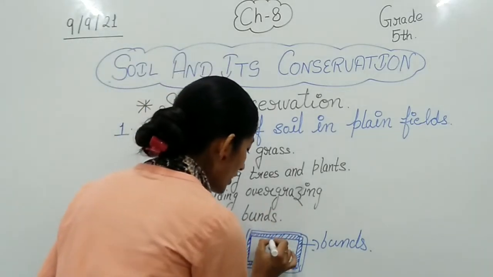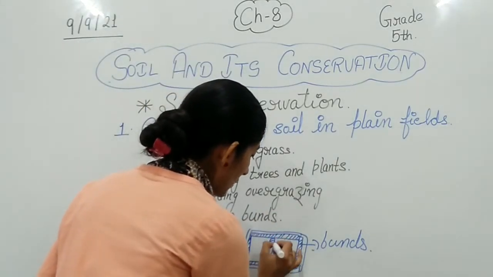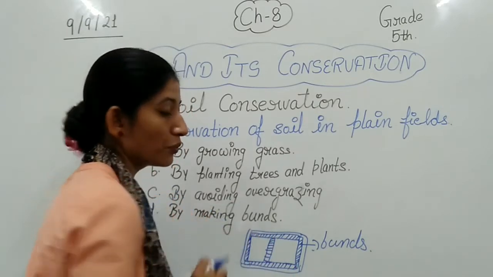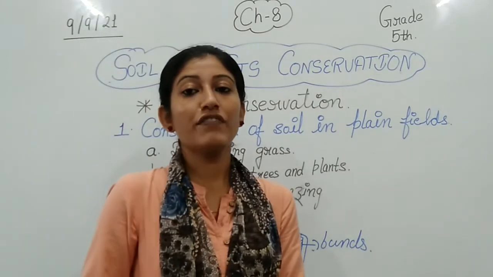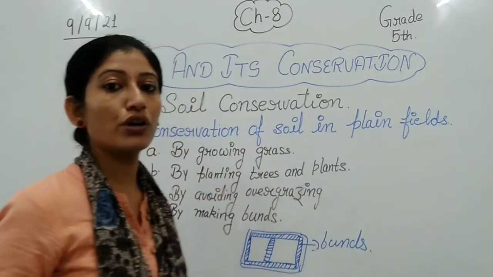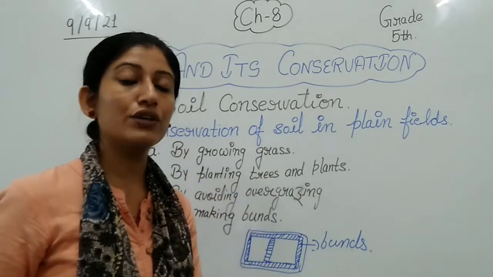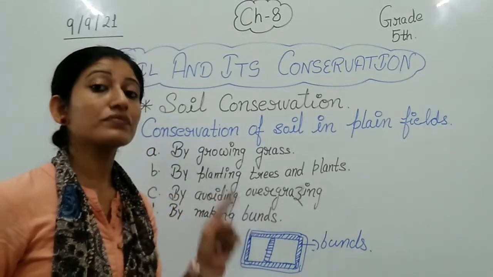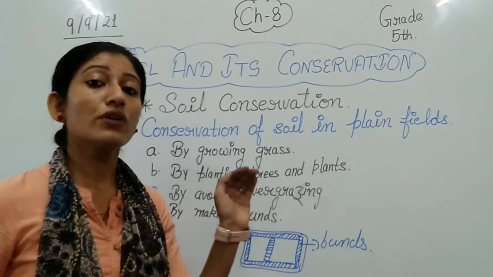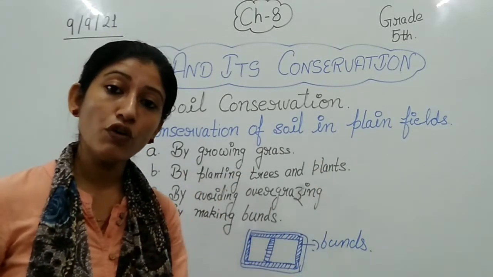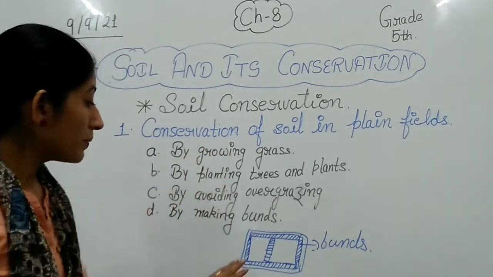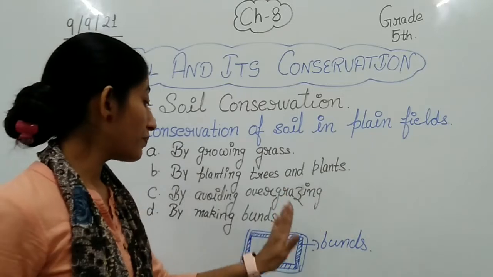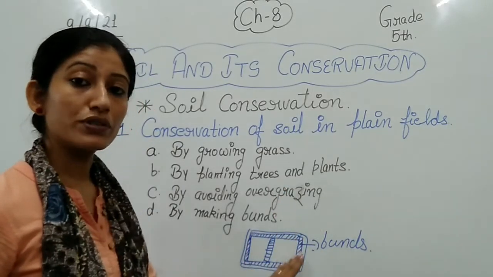Suppose this is the field, so again one bund can be made here, so that this whole field can be divided into two parts. In this way, when we have big farms, big land for growing crops, we divide that land into many small parts. Why? So that if erosion is taking place, it must not take the soil of the whole field. Once the bund is there, it will stop erosion and protect the soil.